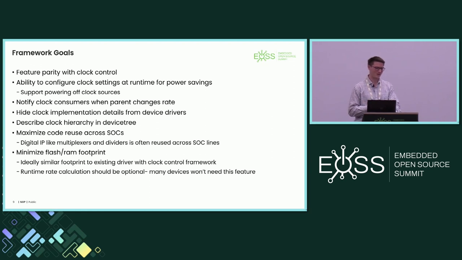Beyond that, we want the ability to configure clock settings at runtime. We want the ability to, say, transition from a high power set of clocks to a low power set of clocks and support powering off clock sources, saying this PLL is no longer used, we're going to turn it off. We want the ability to notify clock consumers when a parent changes rate. For example, if you have a clock tree with a PLL at the root and you change your PLL's output frequency, we want to propagate a notification down to consumers saying the rate has changed, adapt to that.